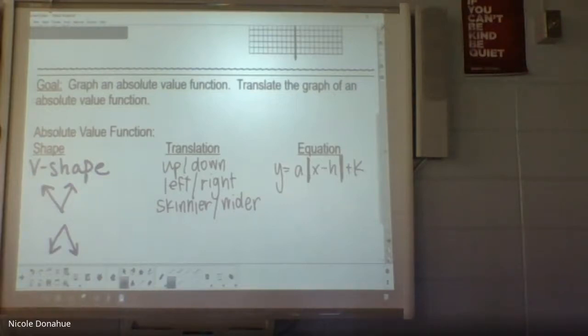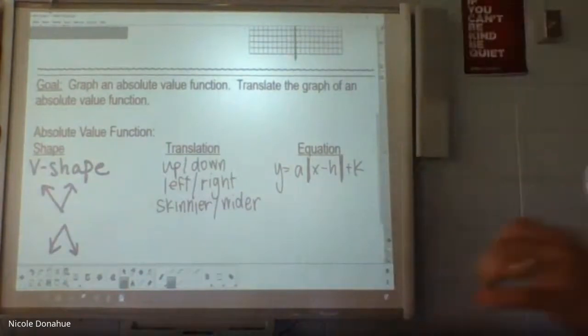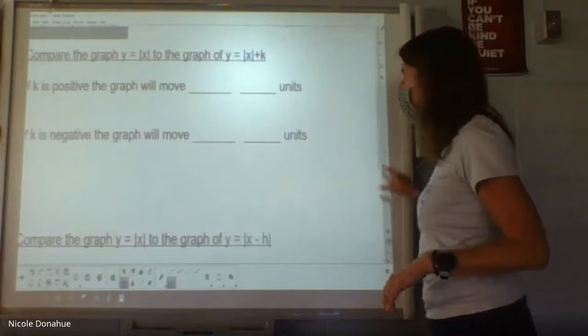So we're going to talk about how the A, H, and K changes the values and changes the graph shape. So what I'd like for you guys to do, if you either have your laptops or your phones, you can do either one. I want you guys to go on to the website Desmos.